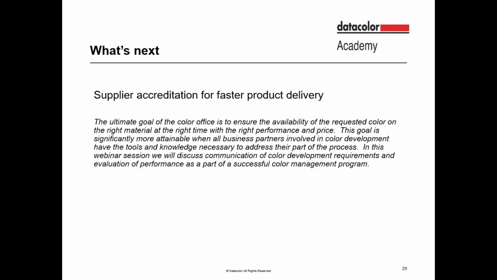Let's think about what's happening next. In the next session, we're going to be talking about supplier accreditation for faster product delivery. And everything we've been talking about with digital color management assumes that not only do suppliers and their customers have technology, but they are using that technology effectively. And if they're not, then you really can't necessarily trust the quality of the results that are being produced. So this is where supplier accreditation can be used to ensure the quality of those results. So that's what we'll be discussing during our next session.